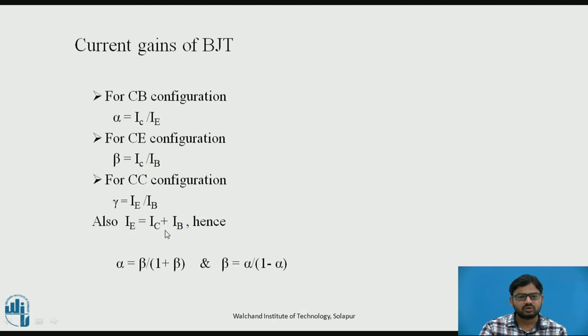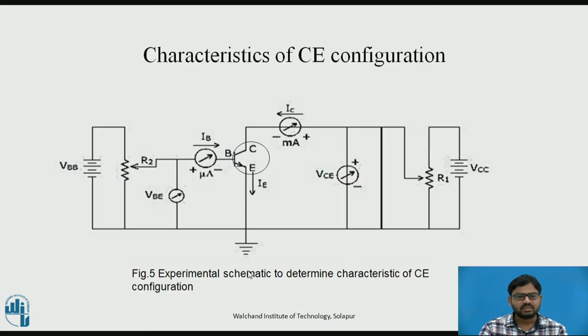Also, the emitter current is equal to IC plus IB. Hence from this equation we can derive that alpha is equal to beta divided by 1 plus beta, and beta is equal to alpha divided by 1 minus alpha.